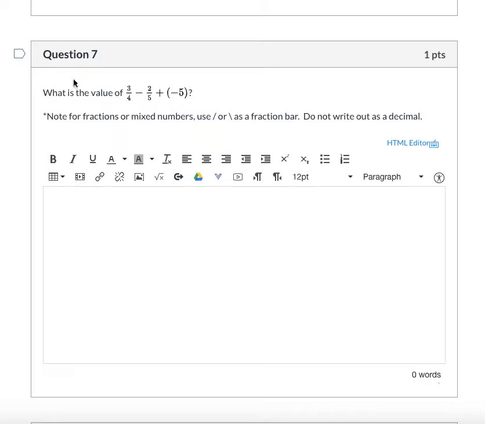Question 7. What is the value of 3/4 minus 2/5 plus -5? Note, for fractions or mixed numbers, use your slashes as a fraction bar. Do not write it as a decimal.